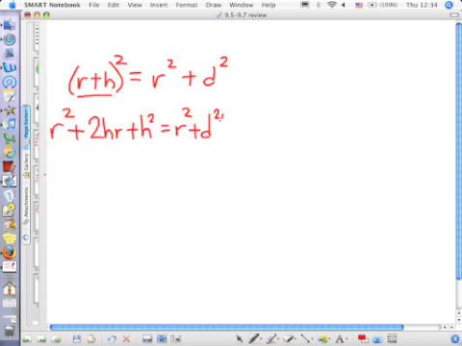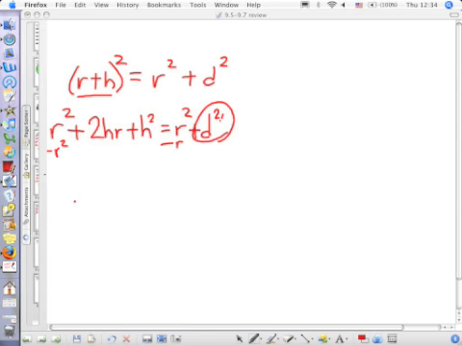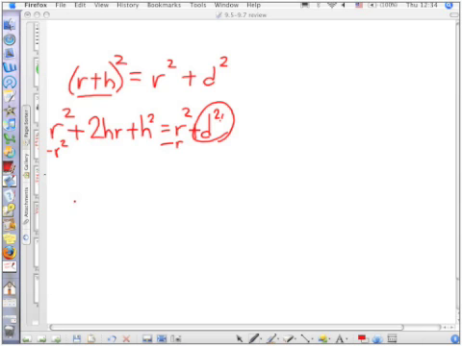All right, now if we're trying to solve for d squared, we want to isolate d squared. So I need to get rid of r squared. How do I do that? I subtract r squared from both sides. Well, it goes away both times.